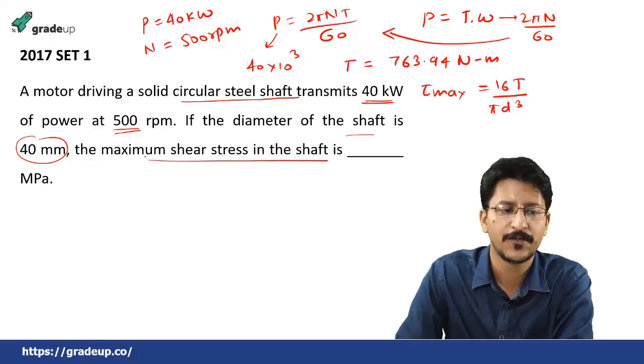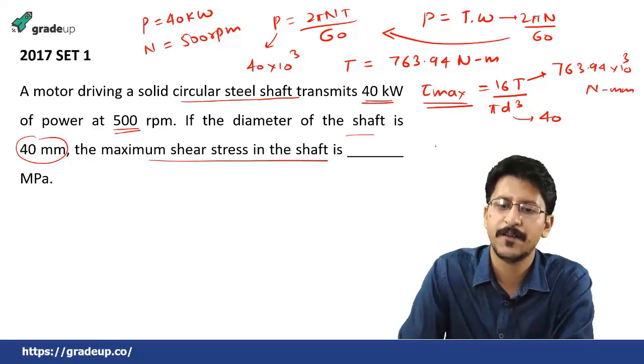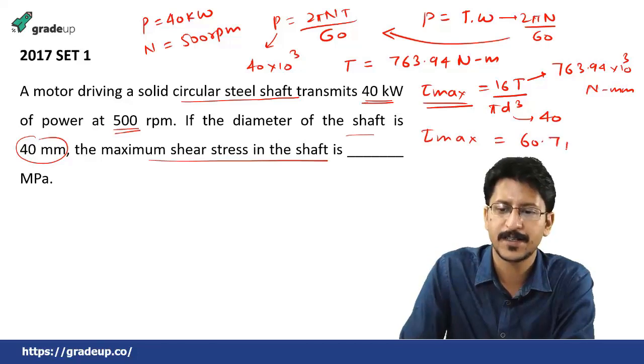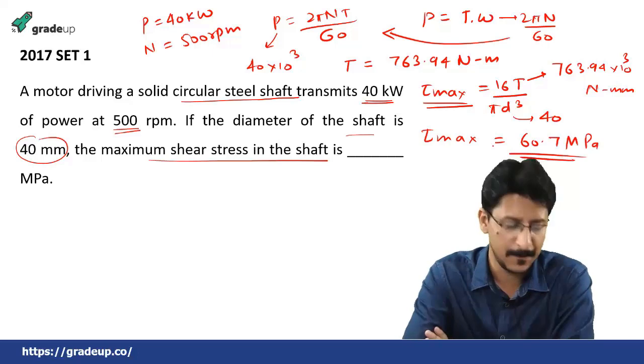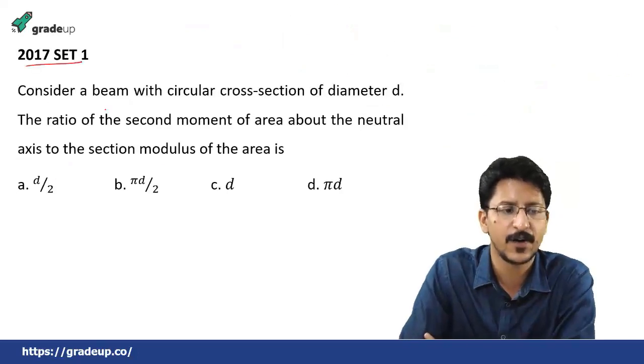So tau max you need to find out. D has been given to you as 40 mm. Just using this value as 763.94 into 10 to the power 4, converting into Newton mm, we will get the value of tau max from here as 60.7 megapascal. Next question, 2017 set 1 again.